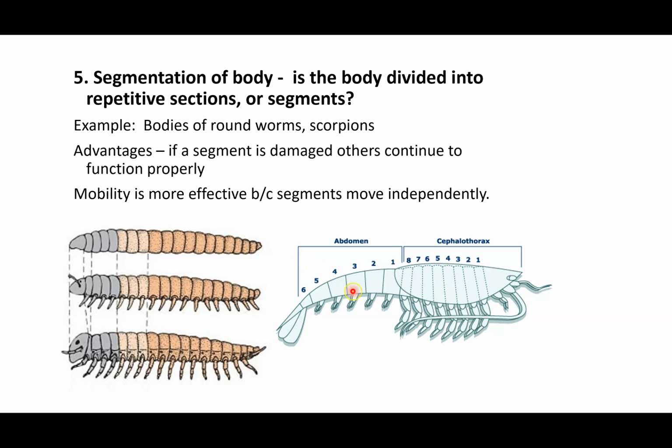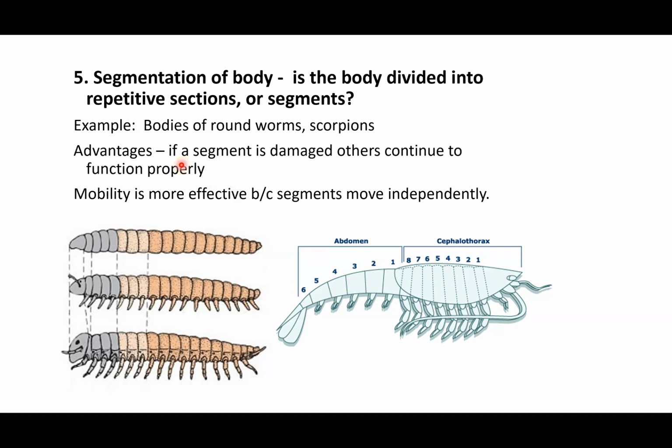This is a lobster also that displays segmentation, even though we have two major body parts. We have the abdomen and the cephalothorax. The cephalothorax is the fusion of the head with the chest cavity, where some organs can be in here. And there's the other cavity in here. So this one has the two cavities, but they're segmented.